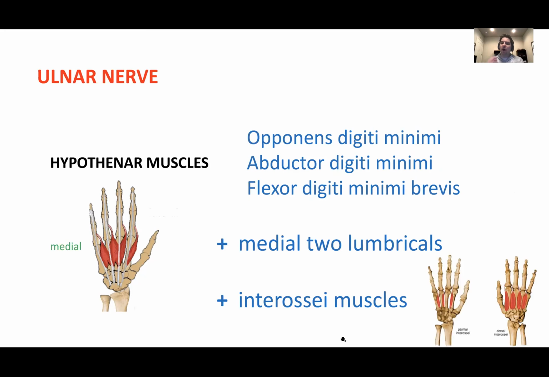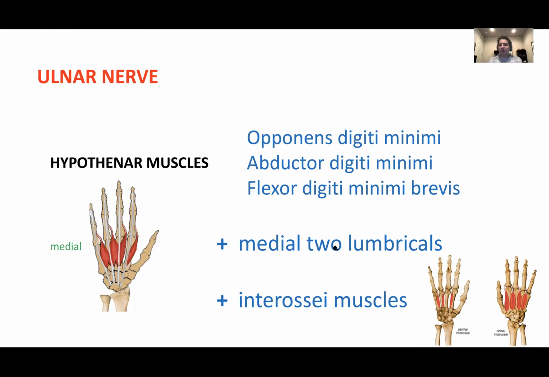Okay, now the ulnar nerve also innervates the interossei muscles. These interossei muscles are going to help you with adduction and abduction of the fingers. Okay, adduction and abduction. So these are important because when they talk about these injuries, they'll mention the medial two lumbricals. They'll mention you can't adduct the fingers here, and we're talking about the interossei muscles. So you have to keep these in mind.